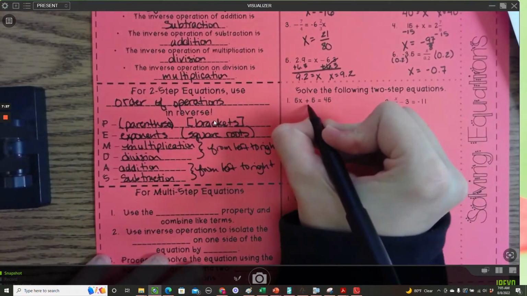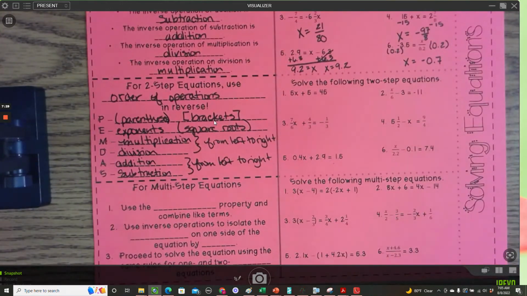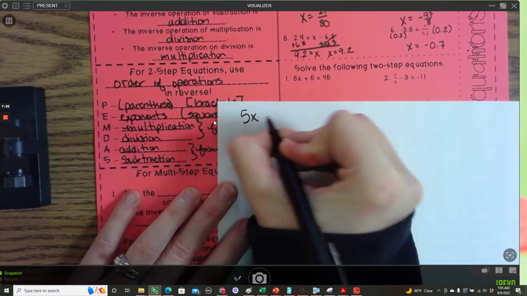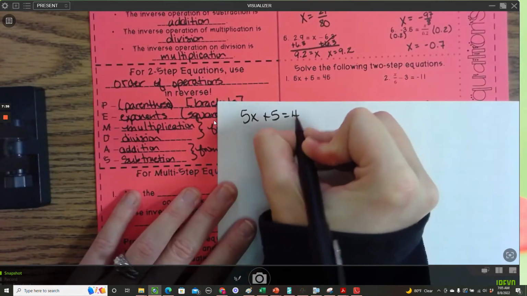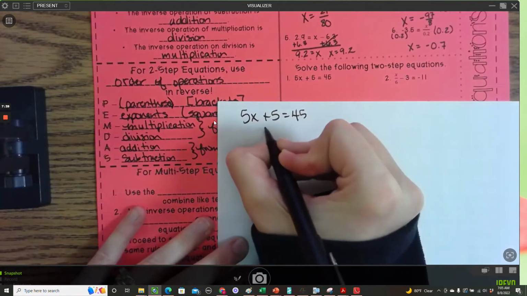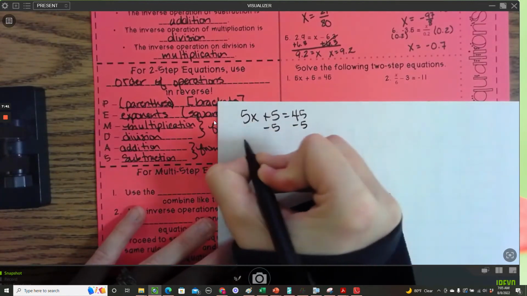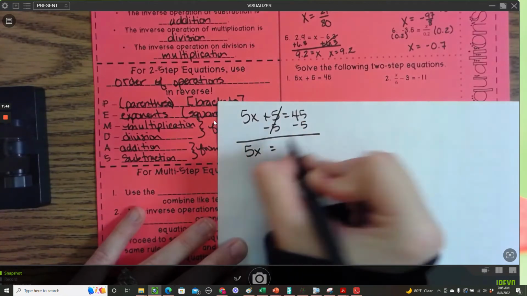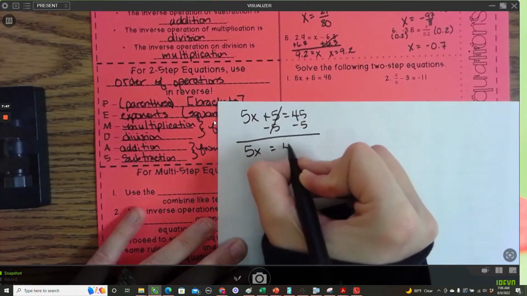Okay, so 5x plus 5 equals 45. The first thing I'm going to do is rewrite this so I've got room to work. So 5x plus 5 equals 45. So I want to knock these out first. So I have addition, so I do the opposite. So I'm left with 5x. This cancels. 45 minus 5 is 40.